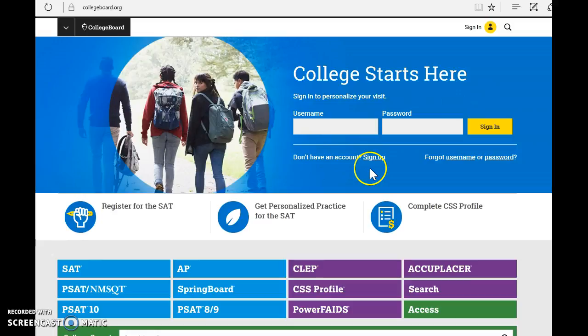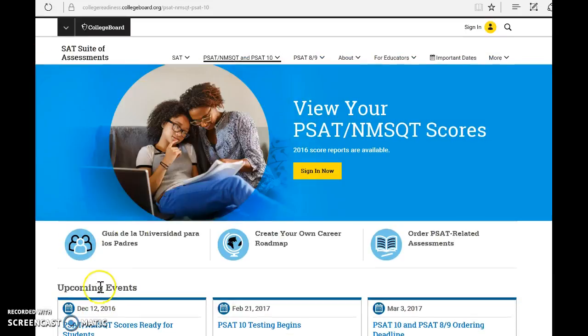You could sign up, make an account, and if you forgot your username or password, of course, they will help you with that. What I'm going to do is not sign in because I'm not a student and I didn't take the test. So I'm just going to come down here and show you some resources you have. Now, y'all just took the PSAT, so I'm going to click on this to get to that specific page.